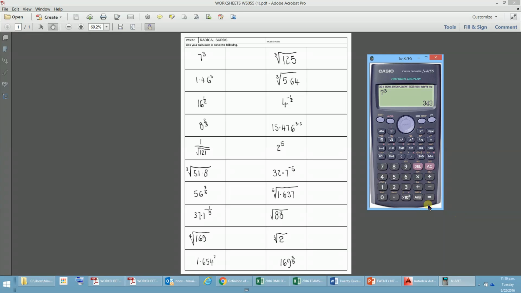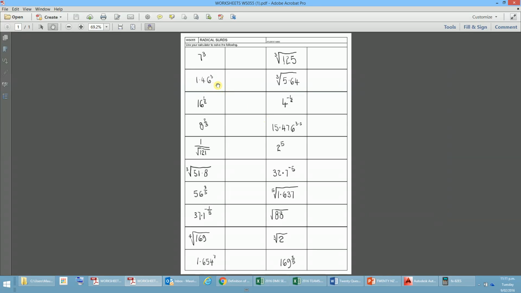Now this next one, the cubed root of 125. Slightly different format there. We go shift and use that upper one there, and we get these two. We want to find the cubed root, so we push the little button to move to the number, 125. We can see it expressed there as the cubed root of 125, and we just push equals, and there's 5.